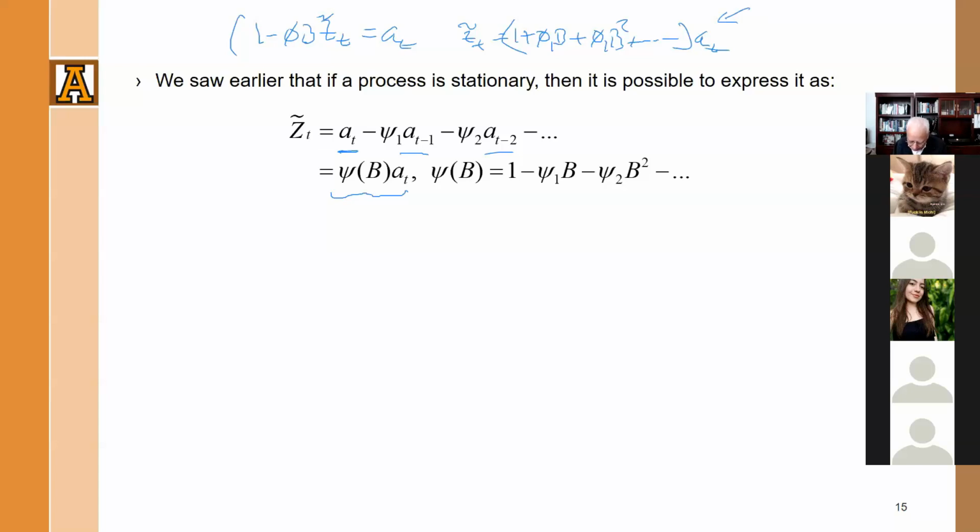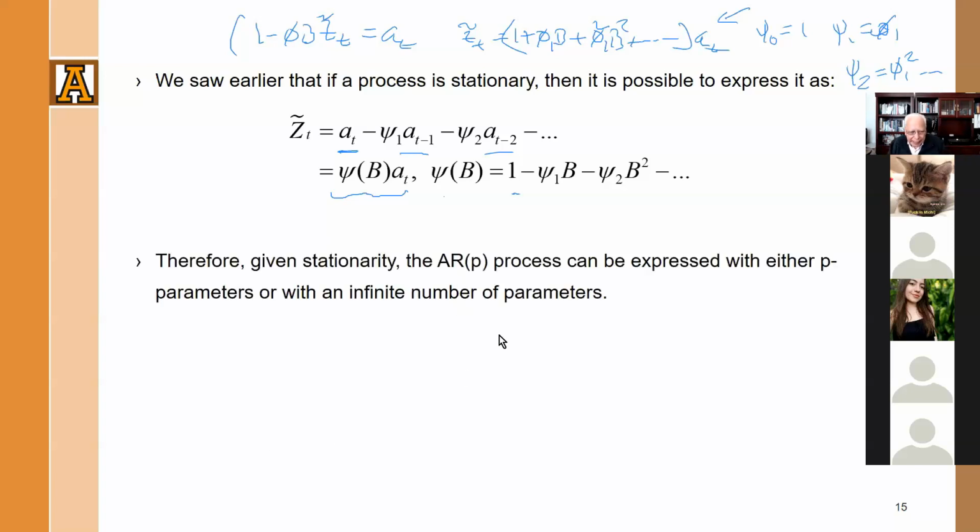If you take the AR1 process, what happens? I'll start with psi 0 is equal to 1. Then psi 1 is equal to phi 1. Psi 2 is equal to phi 1 squared, and so on. So any stationary process can be expressed in this form as a linear combination of white noise, present and past. And we'll be using the polynomial capital psi to denote that representation.